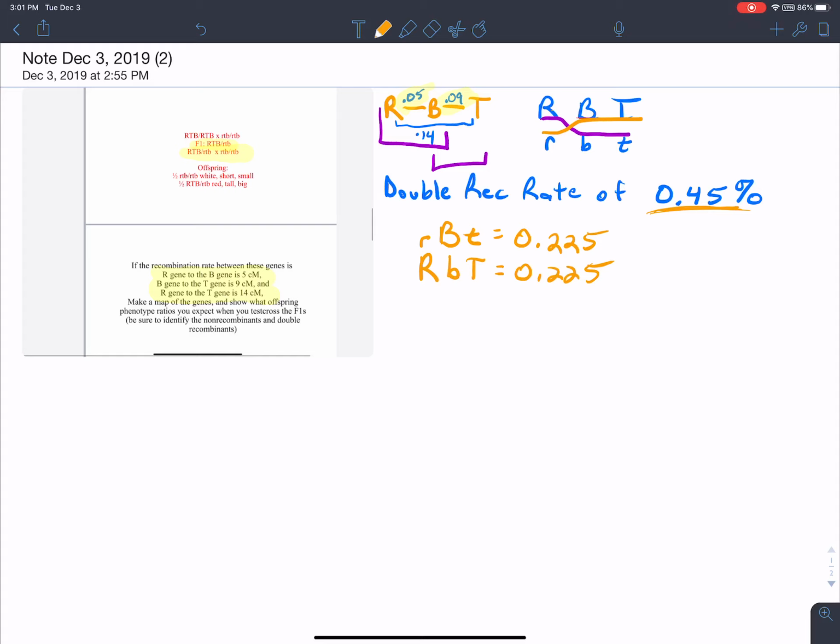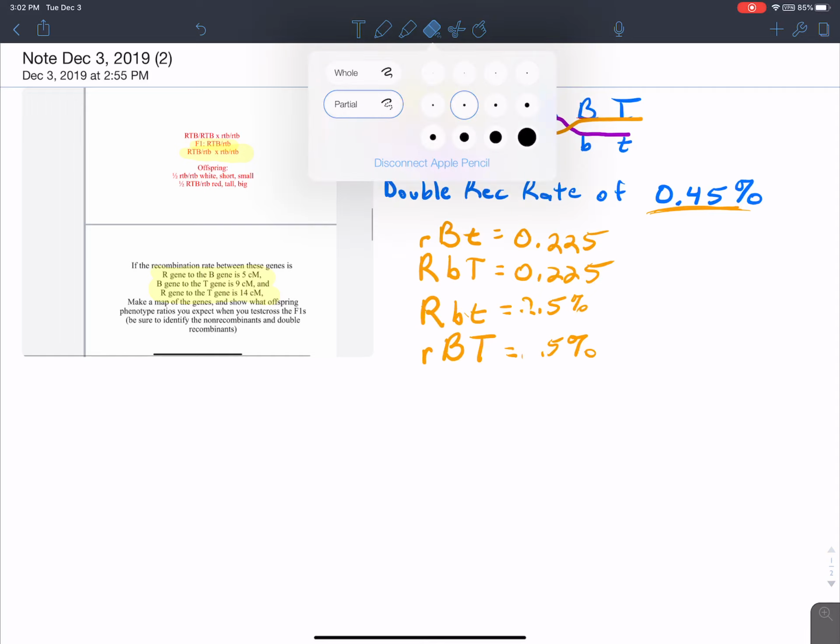So let's write down what these are. The top one starts out big R, little b, little t, and the bottom one starts out little r, goes up to big B and big T. And we said that's 5% total, so each of these would have to be 2.5%. That's the first. Oh, no, you know what? Let's go back. I'm wrong. Delete this.